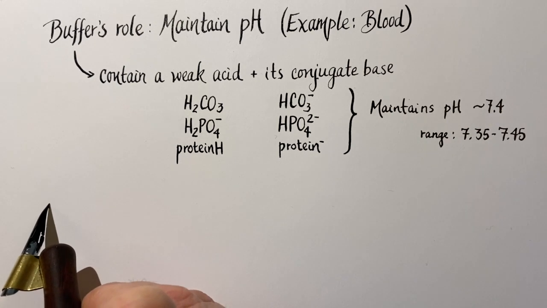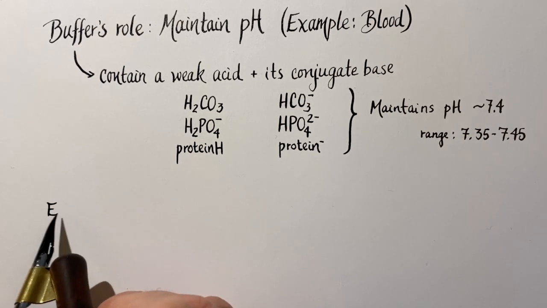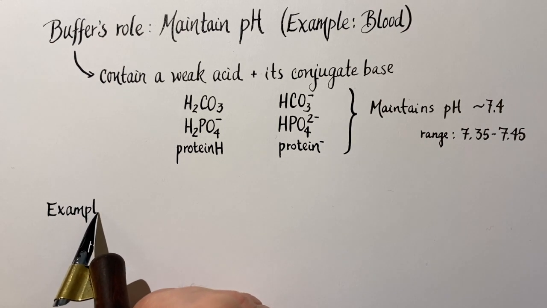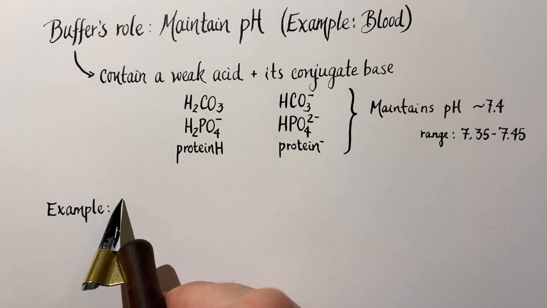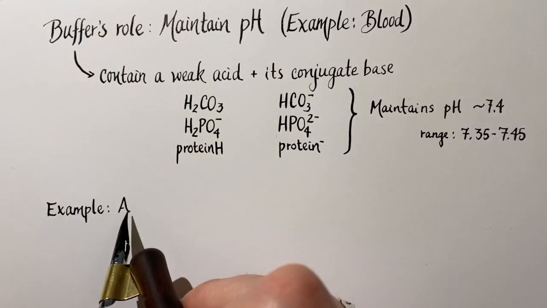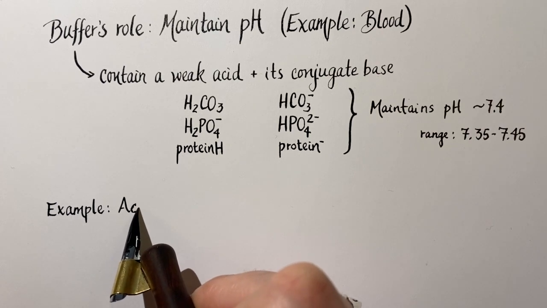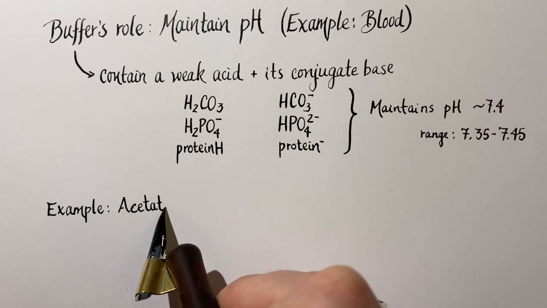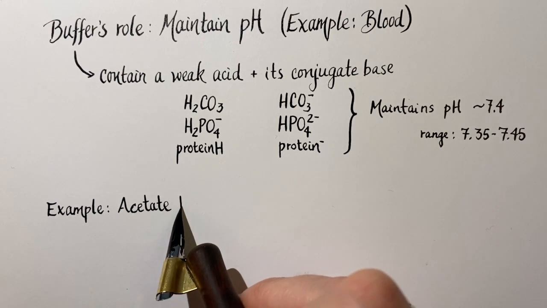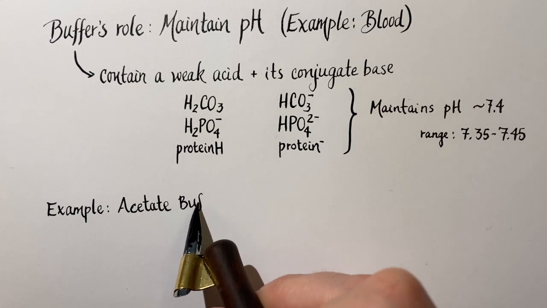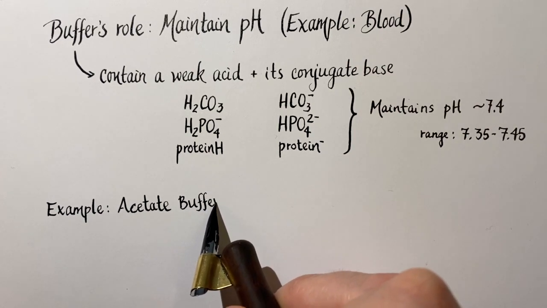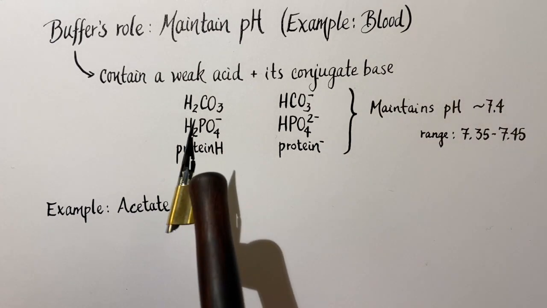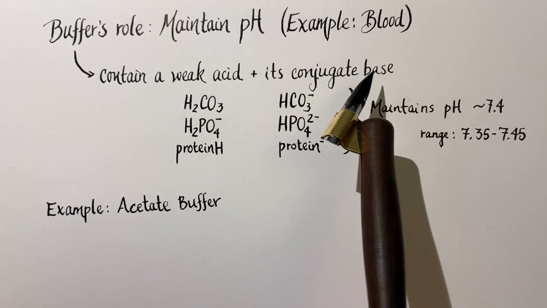Acetate buffer. And this is just a convention that very often the name of the conjugate base ion is used, acetate buffer, as the name of the buffer. So this is, as we just learned, a weak acid with its conjugate base.